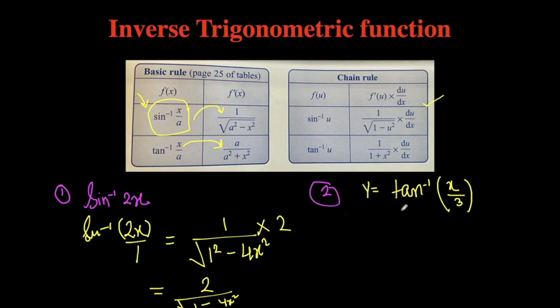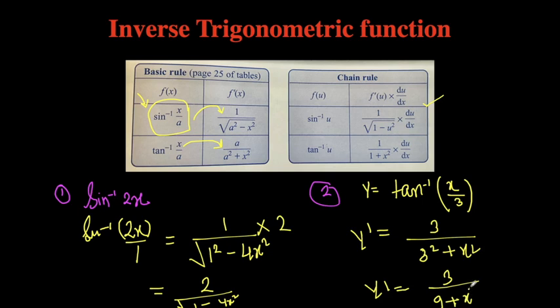Now let's try to do this question. So a is your 3, so differentiation of that is equal to a over a square, which is 3 square, plus x square. So the answer is 3 over 9 plus x square. So there was no need of using the chain rule here because it was just x. That's why we haven't used the chain rule.